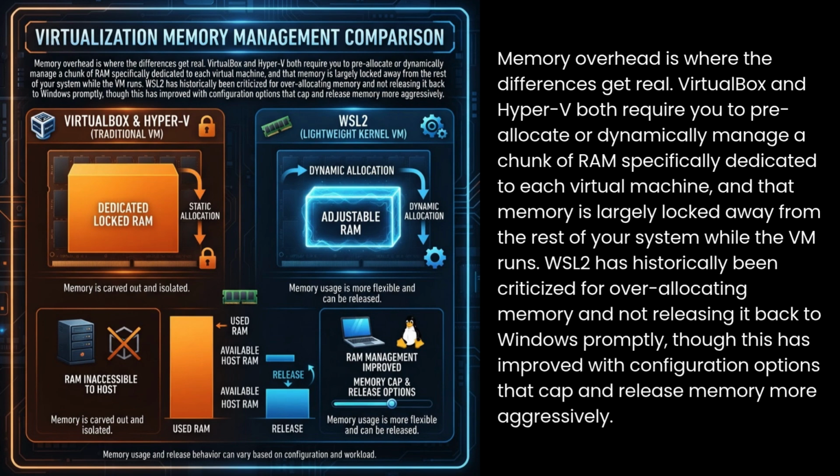Memory overhead is where the differences get real. VirtualBox and Hyper-V both require you to pre-allocate or dynamically manage a chunk of RAM specifically dedicated to each virtual machine, and that memory is largely locked away from the rest of your system while the VM runs. WSL2 has historically been criticized for over-allocating memory and not releasing it back to Windows promptly, though this has improved with configuration options that cap and release memory more aggressively.